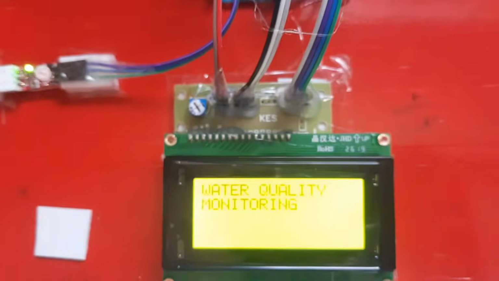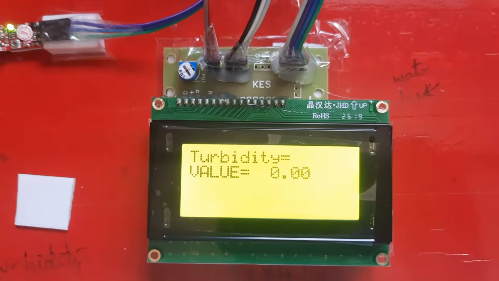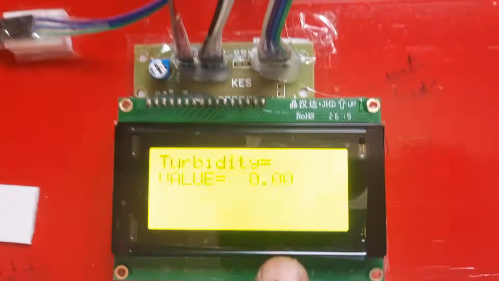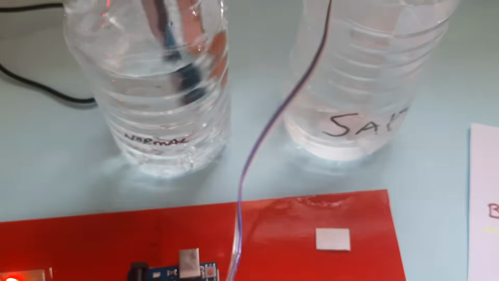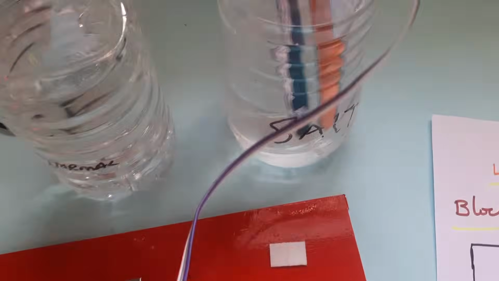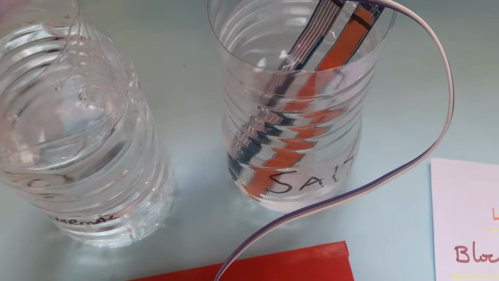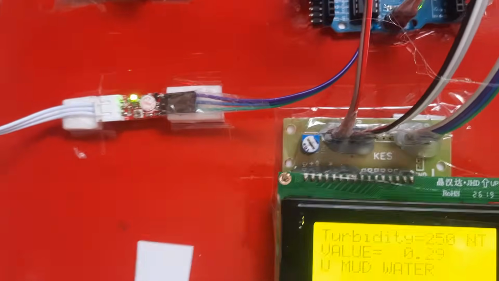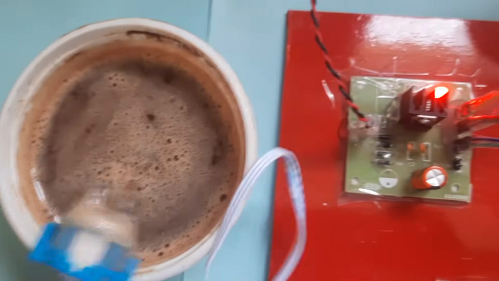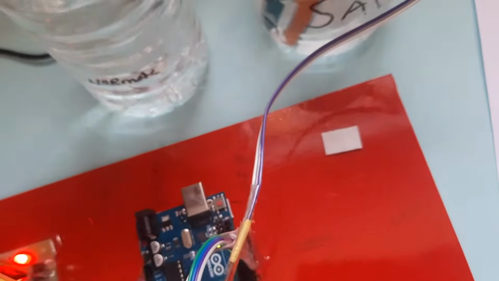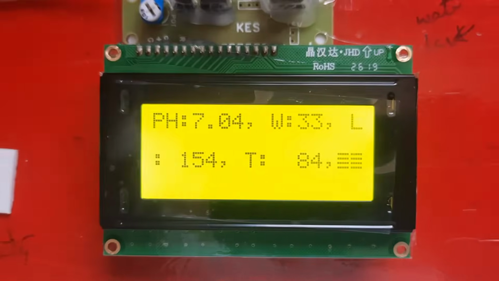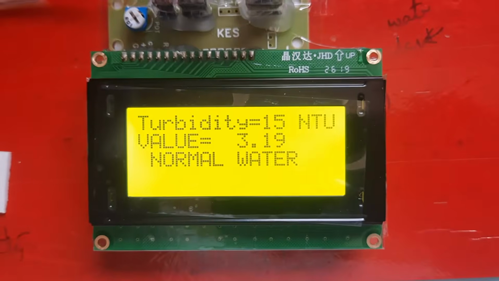Restart it. Water level quality monitoring: pH, water level, LDR and temperature. Now I'm going to put it into the salt water. Salt water, pH 7.5. Mud water, now it is not detecting. Go to the pure water, turbidity 2.88. Temperature, water level. Temperature 82.